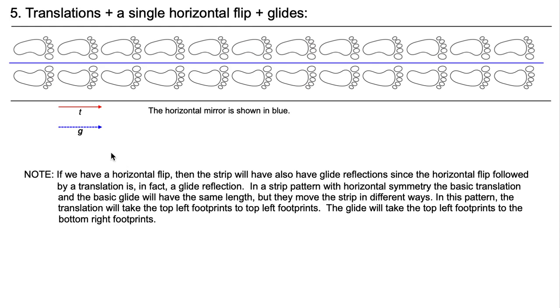The operation between a glide and the translation is also important. The translation takes this left footprint into this left footprint, and this right footprint into this right footprint. The glide takes this left footprint down here to this right one. So the glide and the translation, even though they have the same length, are not the same symmetry operation.